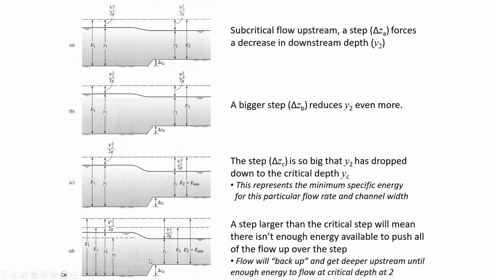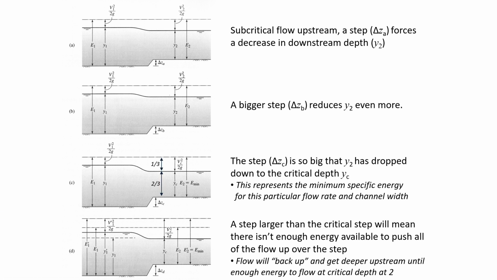So does everybody understand this so far? Why the water is reacting the way that it does? It's just, is there enough energy to get over the obstacle or not? That's what it boils down to. And if there's not enough energy to get over the obstacle, then water will accumulate, it will pool, the water depth will increase at 1 until there is finally enough energy to get over the obstacle and continue flowing at the minimum specific energy. You need to understand and be able to explain this, like a week from now.